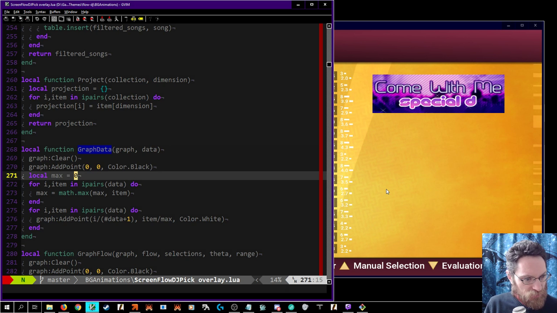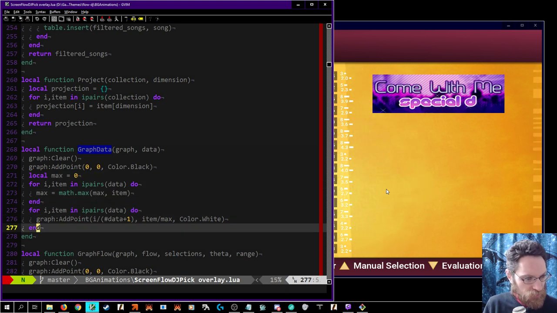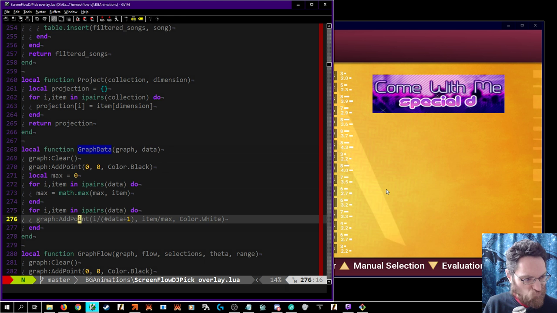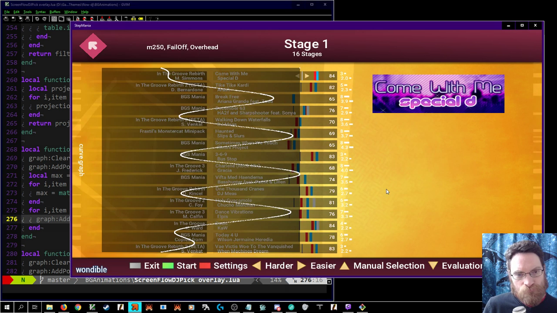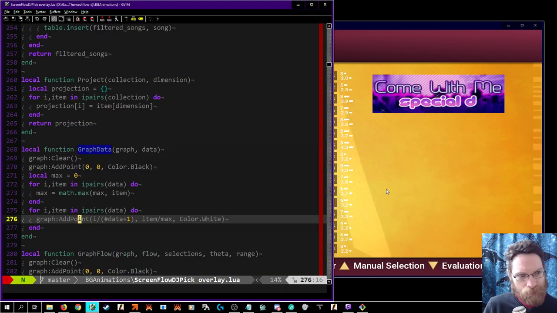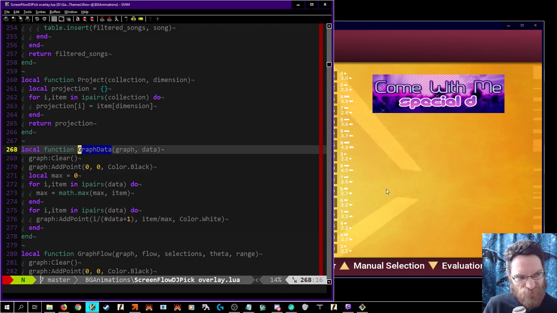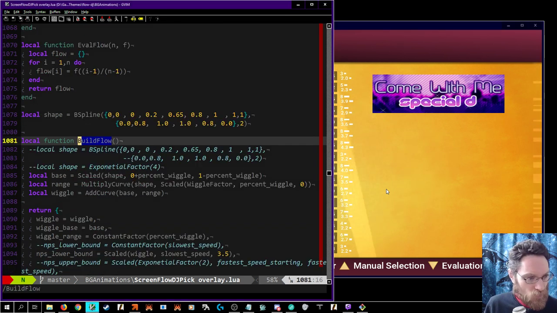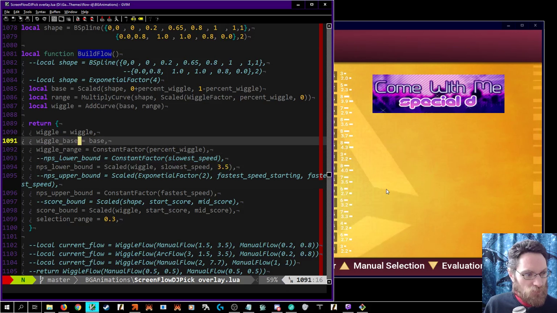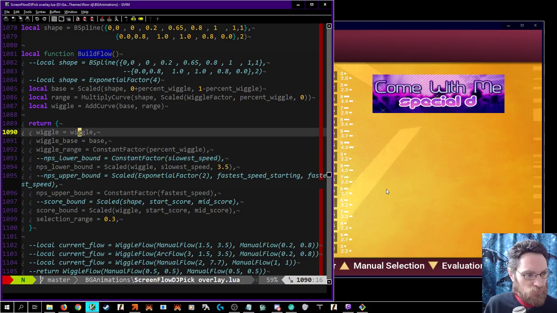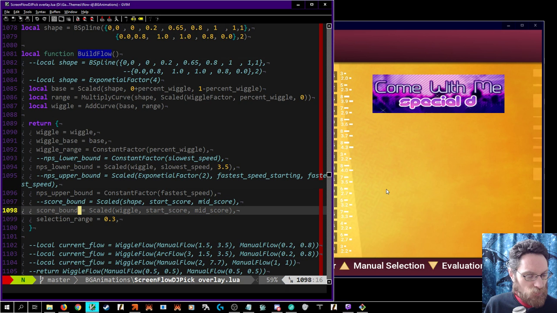Clear, add point, calculate the max, iterate once to find the max, and then scale all items to that. And I would have to be, I could set this up to get past a max and then have like an auto scale graph or something. Actually, this is the things I'm graphing are scaled to that's the abstract. For certain purposes.